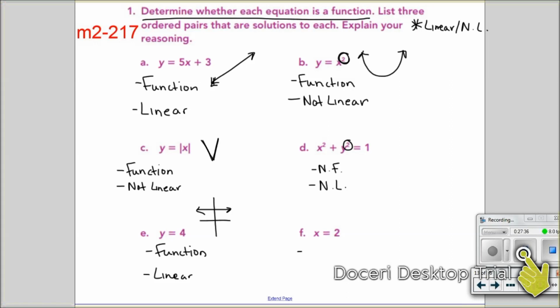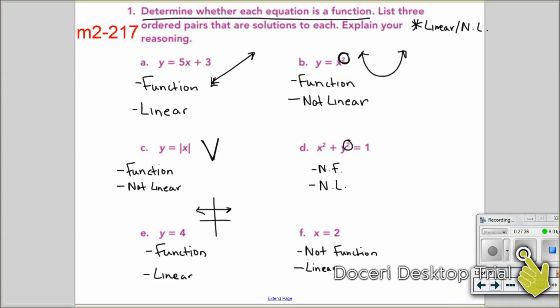Finally, we have x equals 2. We're going to say that answer for a function on 3. So it's either function or not a function. 1, 2, 3. Very good. You should have had not a function. So it's not a function. And is this linear? This is linear. Remember, this is a straight line up and down. So this is linear.